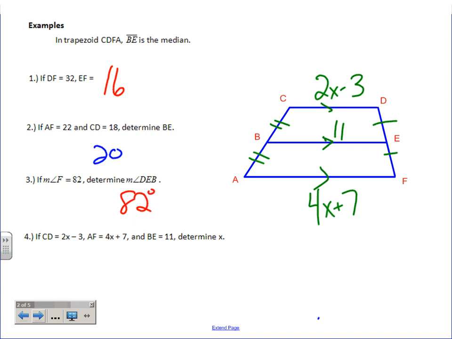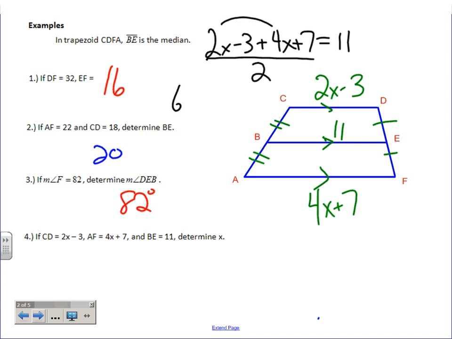And so let's go ahead and do that. We've got one base plus the other base better equal the median if I divide by 2, correct? Oh, that looks horrible. Well, we better work on that. Remember, the division bar is a grouping symbol. It says take care of the numerator first and then take care of the denominator if you can. And so the 2x and the 4x, I can add together and get 6x. How about the minus 3 and the positive 7? End result is a positive 4, which I am to divide by 2, and it should equal 11.